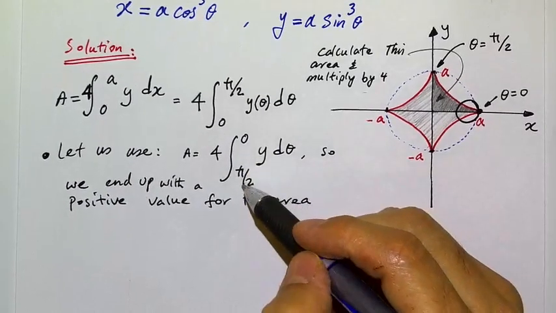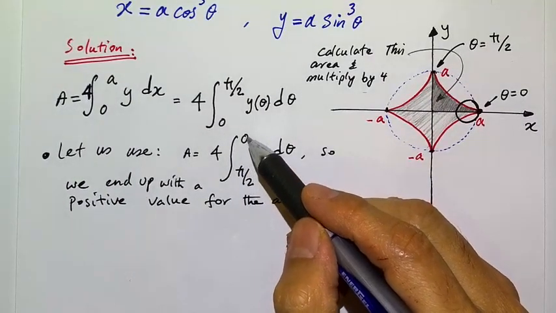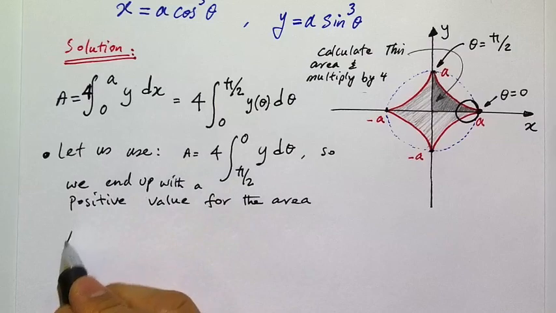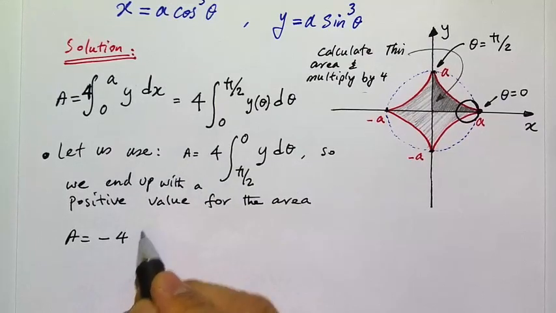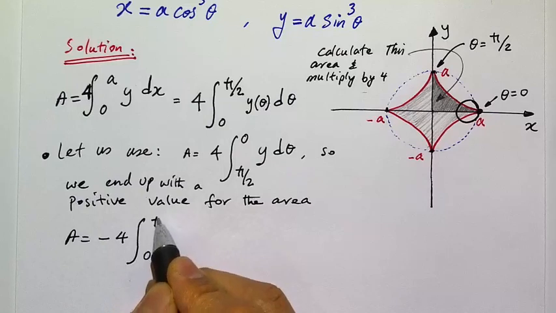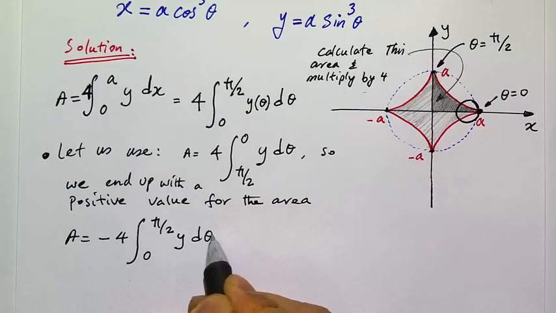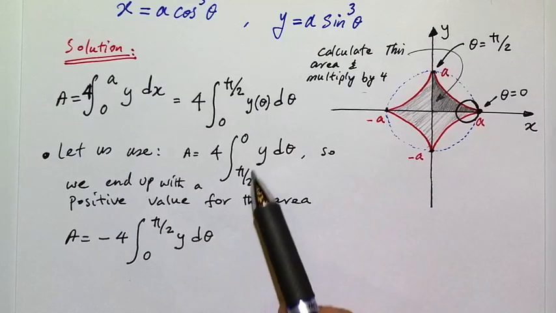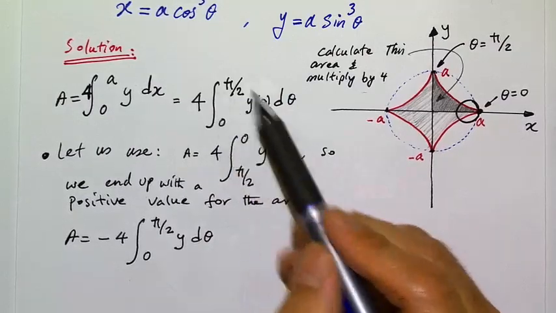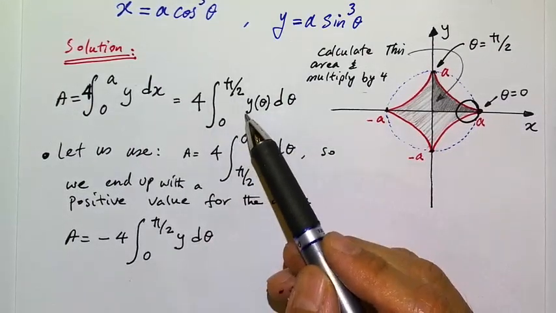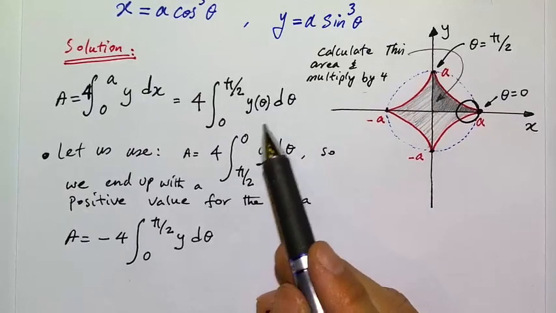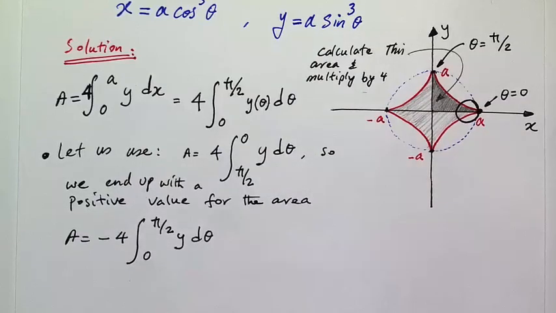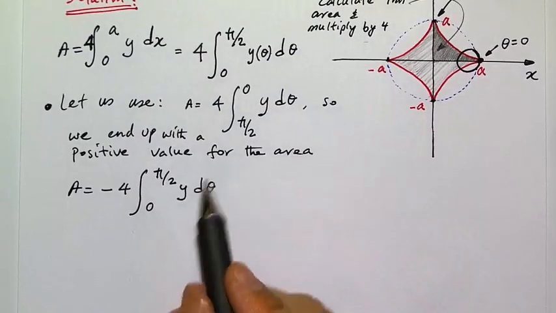So now, in order to move the pi over 2 to the upper limit, where it should be, we have to multiply this integral by minus, right? So the area equals minus 4 times the integral from 0 to pi over 2 of y d theta. I'm just explaining this, but you don't have to do it. And then at the end, if you keep this, you will end up with a negative area, and you just make a note that, okay, this is area and it has to be positive. That's all. You can do that too. But this strategy makes sure that we end up with a positive area.